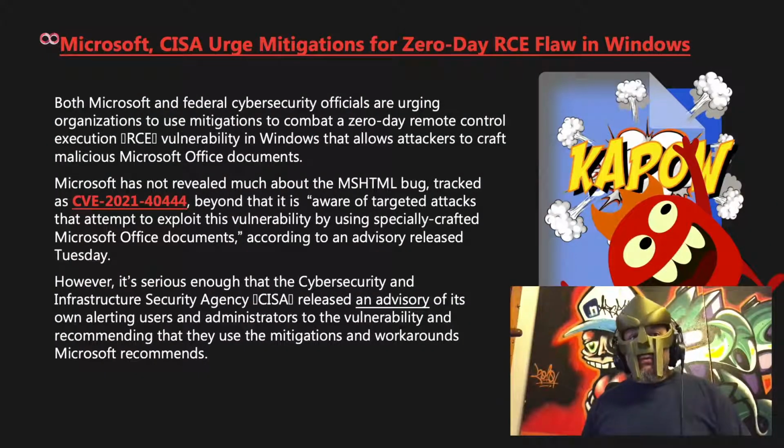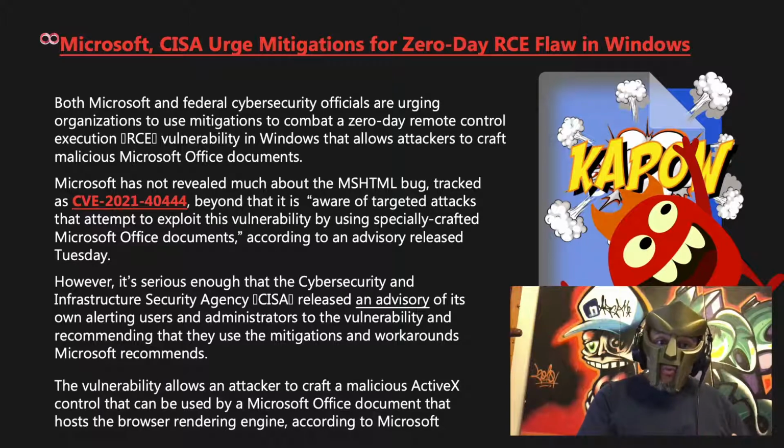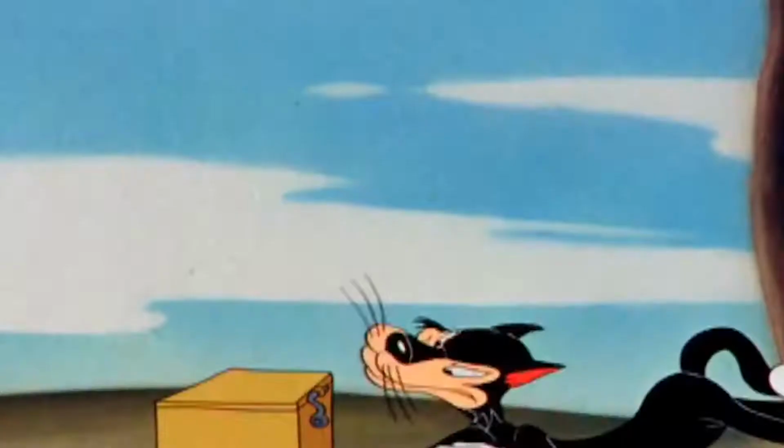However, it's serious enough that the Cybersecurity and Infrastructure Security Agency released an advisory of its own, alerting users and administrators to the vulnerability and recommending that they use the mitigations and workarounds Microsoft recommends. The vulnerability allows an attacker to craft a malicious ActiveX control that can be used by a Microsoft Office document that hosts the browser rendering engine, according to Microsoft. The attacker would then have to convince the user to open the malicious document for an attack to be successful, the company said.